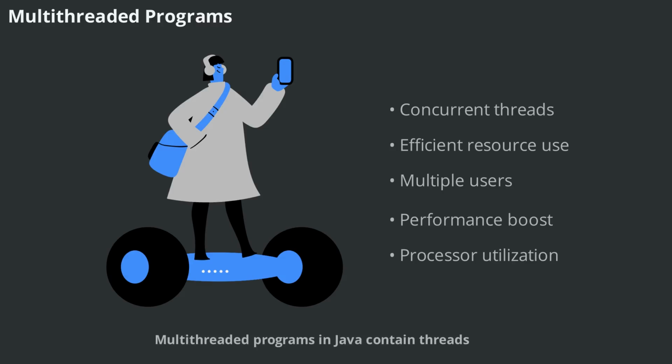Multithreaded programs in Java contain threads that run concurrently instead of sequentially. This allows a computer to use its resources more efficiently by combining multiple tasks at once. Multithreading enables more than one user to use the program simultaneously without running multiple copies. It improves performance and allows programs to utilize multiple processors, boosting overall throughput.